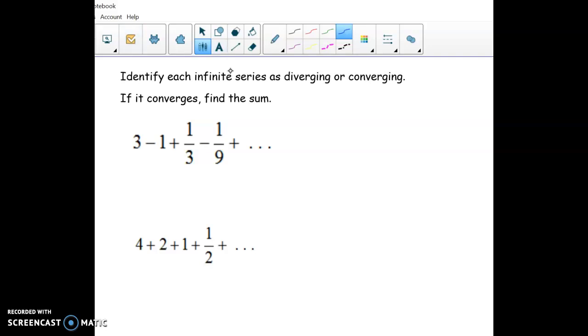All right, so diverging or converging, right? If it's a geometric one and if it converges, it'll have a sum. If it diverges, it doesn't. So pause the video and see if you can remember these vocab words and try these questions.